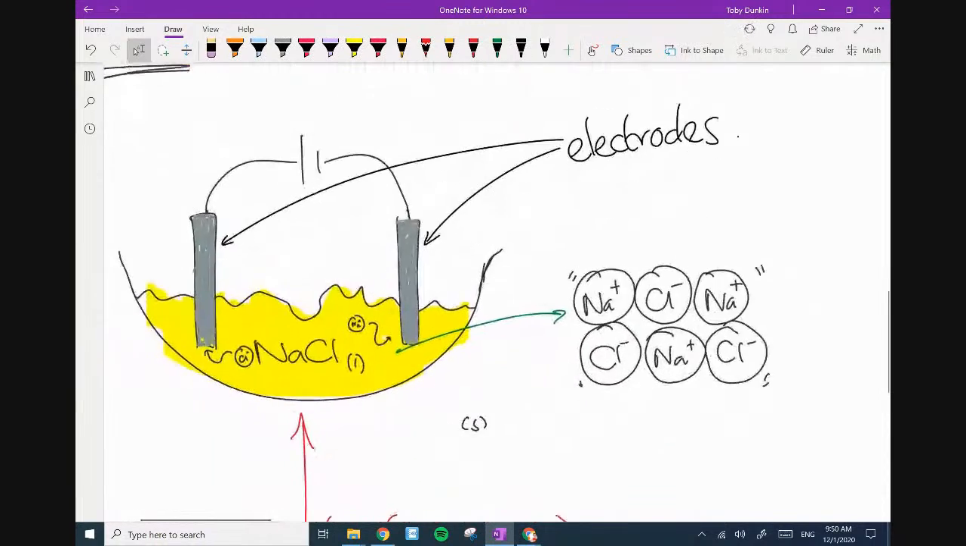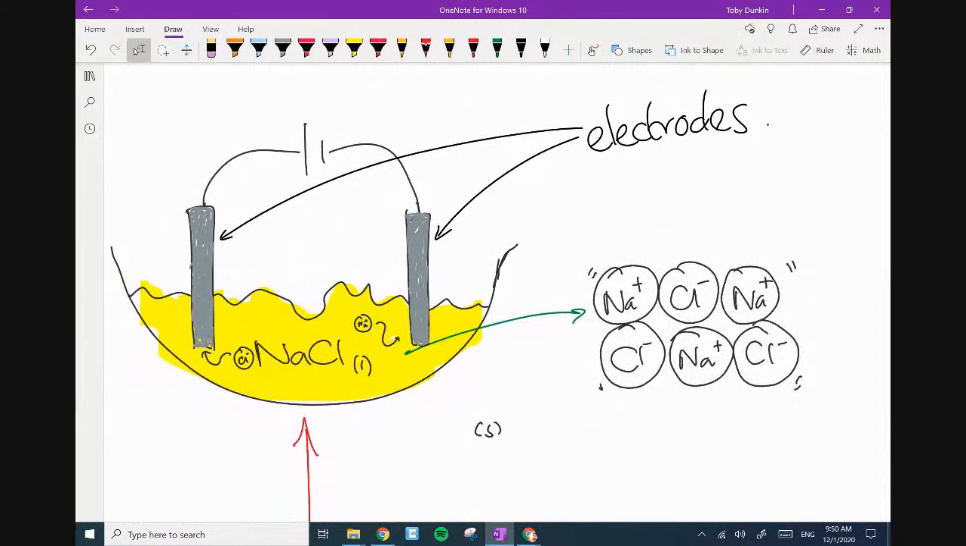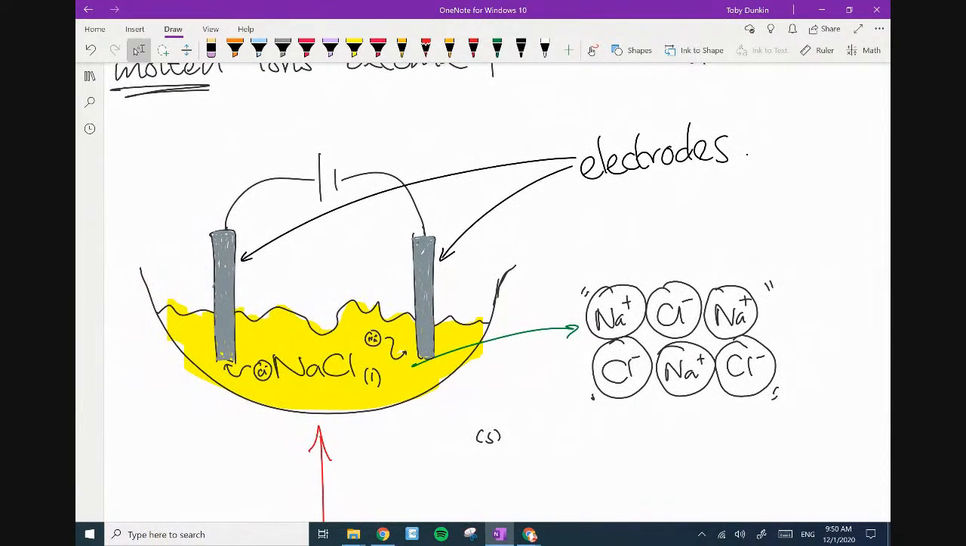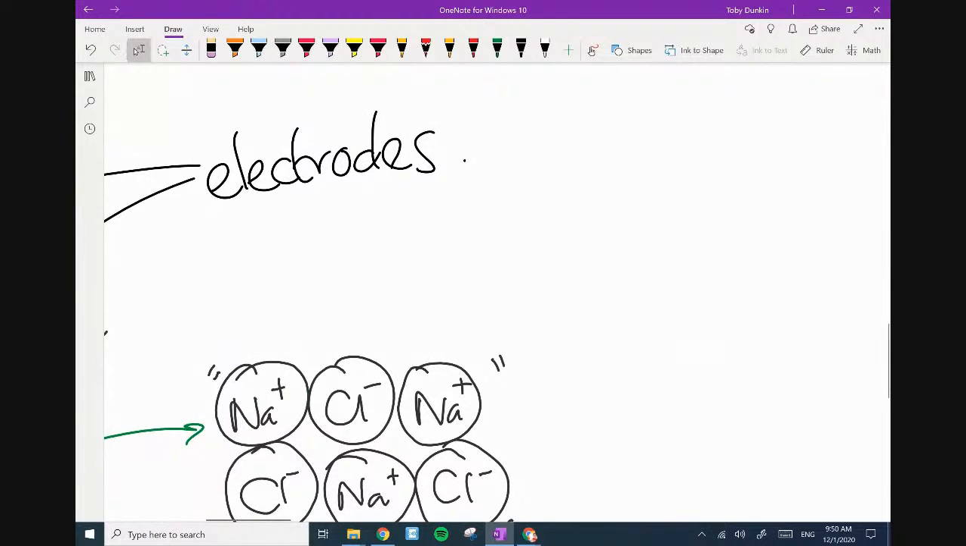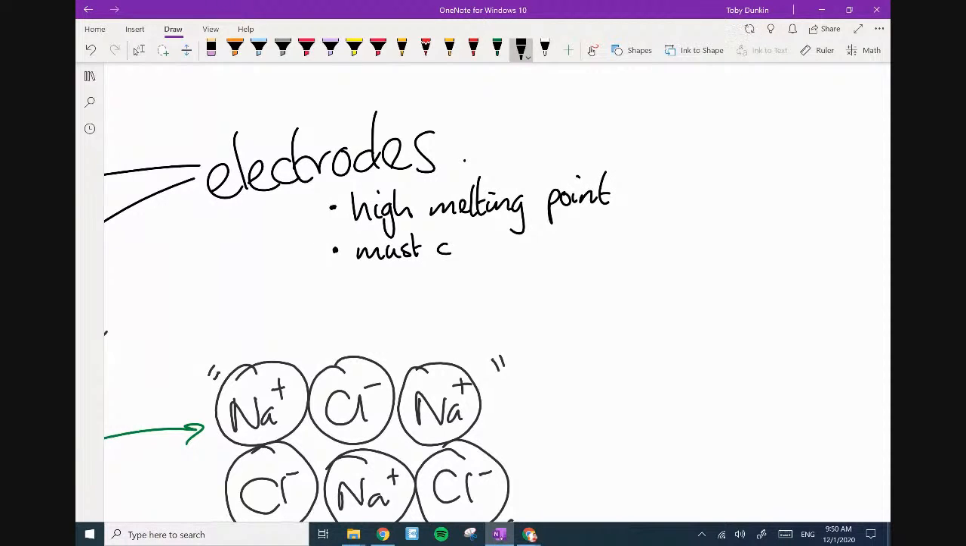So the question is, if we want electrodes to be put into 801 degree molten salt, what would we want to make them out of? Key properties of electrodes. Number one, it needs to have a high melting point. I think that's very reasonable. Next, number two, they must be able to conduct electricity.